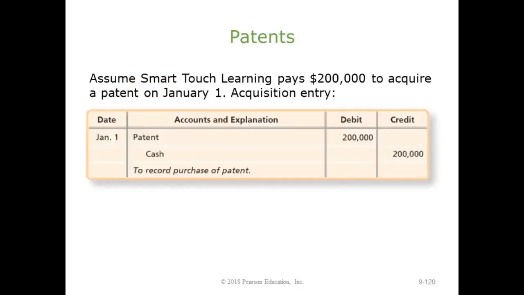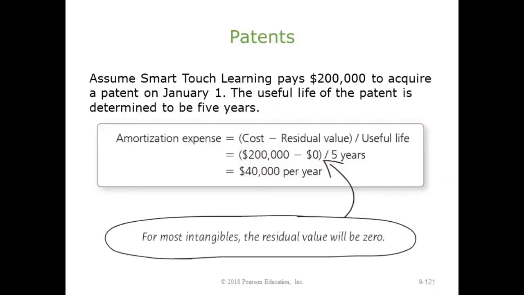Now, the accounting for a patent is very simple. It's going to be a debit to patent for $200,000, and in this case, a credit to cash, at least for this entry. That's all there is to it. Now, if I've determined that the patent is going to be good for 5 years, I'm going to record amortization expense on it, and I'm going to figure out my amortizable cost, which is usually my cost minus my residual value. Residual value in most intangibles is going to be zero. Why? Because there's going to be no value to this asset at the end of its useful life.